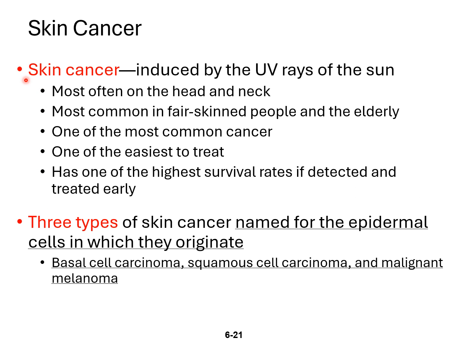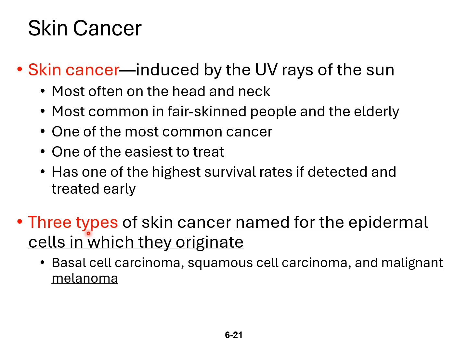And what's important and what we're going to finish up this lecture with is skin cancer and burns. So skin cancer, most of the time, is caused by UV rays from the sun. Often on the head and neck because they're exposed from clothes. Most common in fair-skinned people and the elderly. Fair skin because they don't have a lot of melanin to block the damaging UV. Elderly because the more you're exposed to this, the more likely you are to get skin cancer. It's one of the most common types of cancer. Also could be the easiest to treat, all depending on how early you catch it.